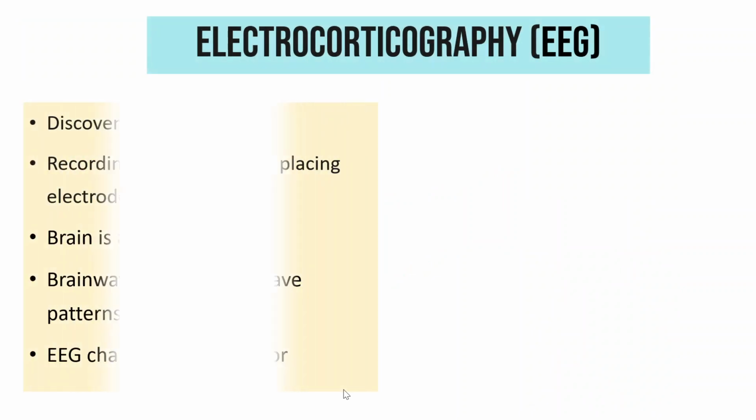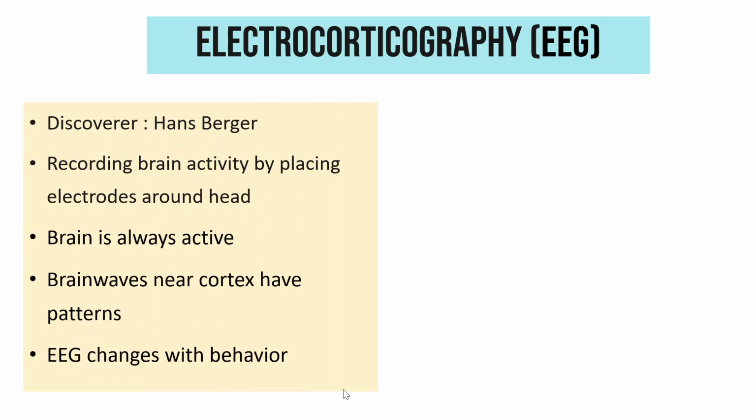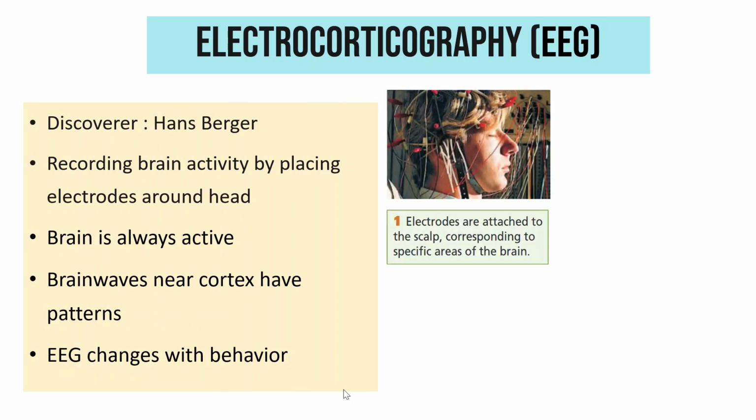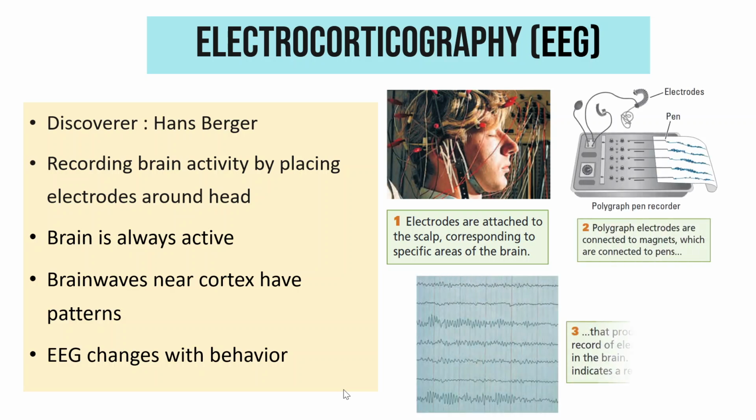Then we move forward to our next way of imaging the brain, that is electroencephalography, EEG, which was discovered by Hans Berger. He found that when you place electrodes around your head, they can measure the activity in your head, and these measured activities are mapped out on paper, like a polygraph test. They found that the brain is always active. Brain waves have a certain pattern, especially near the cortex, and EEG changes with behavior. Suppose a person is lying, their graph will go up and down very quickly, you can say that.